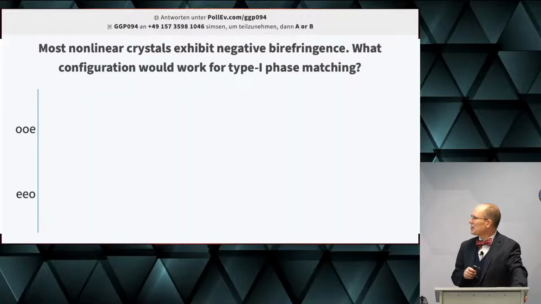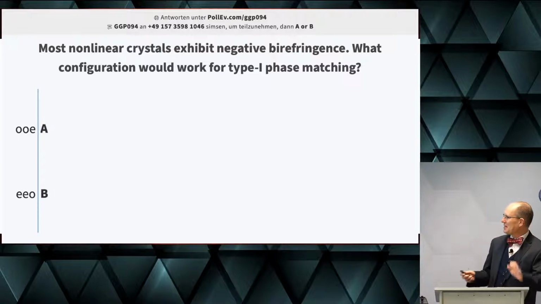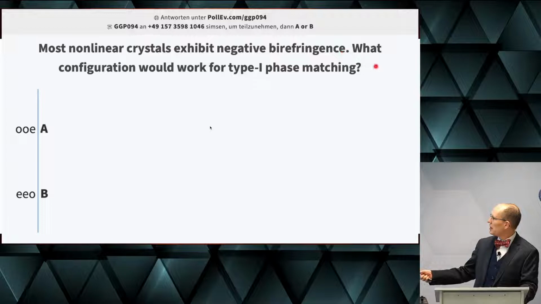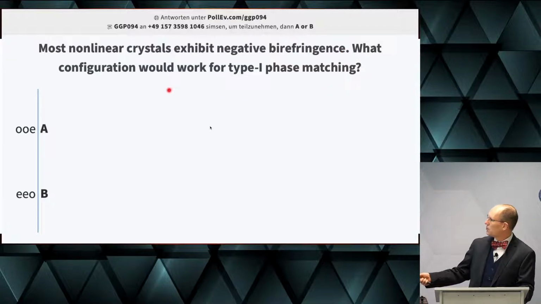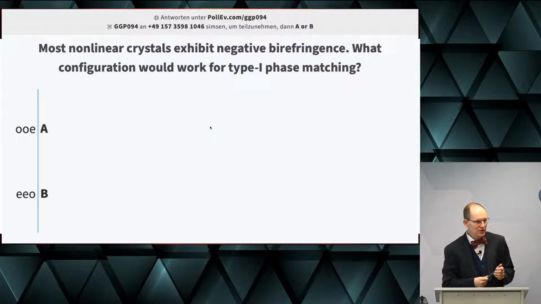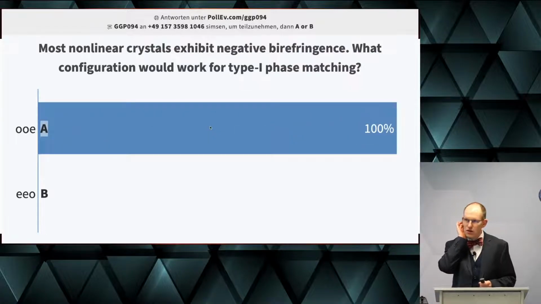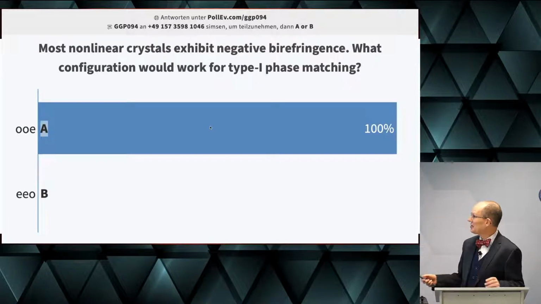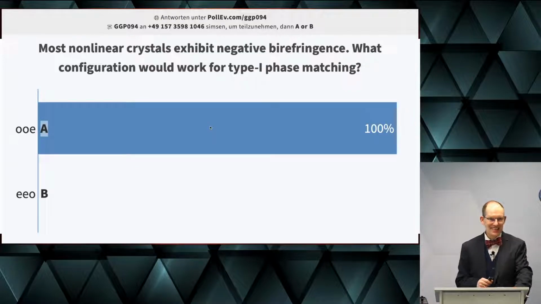Okay, now the real question is: most nonlinear crystals exhibit negative birefringence. What configuration would work for type 1 phase matching? For this, it would be good to know what type 1 phase matching is, and it also would be good to know what negative birefringence means. And then the answer is actually clear.